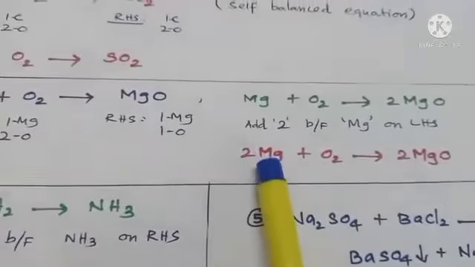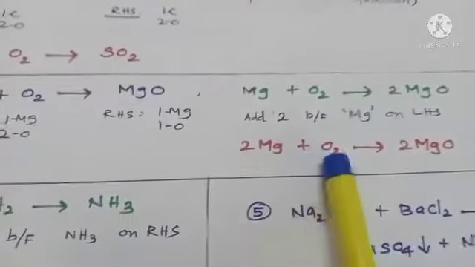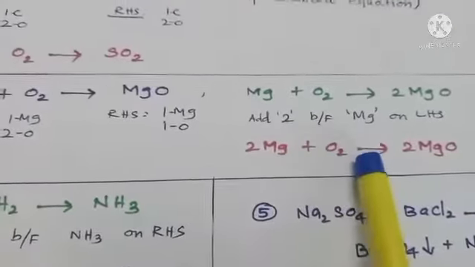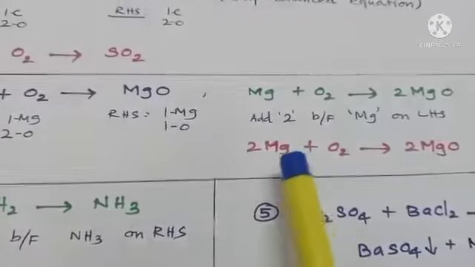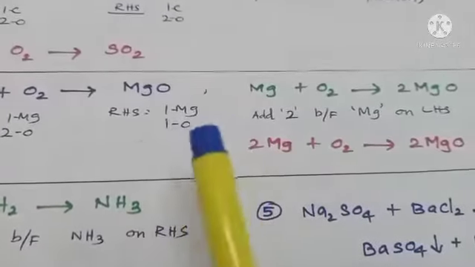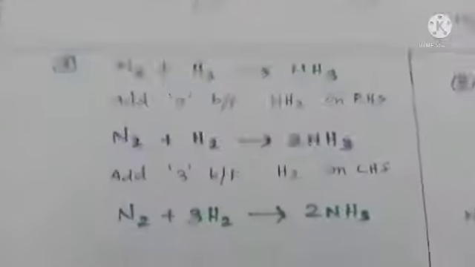Okay, so this is a balanced stoichiometric equation. A simple equation which is balanced by adjusting the number of atoms to be equal on either side. Okay, right. Now we go for the next example.